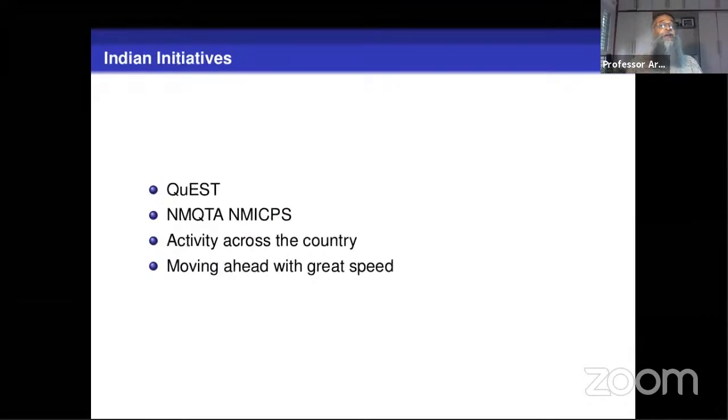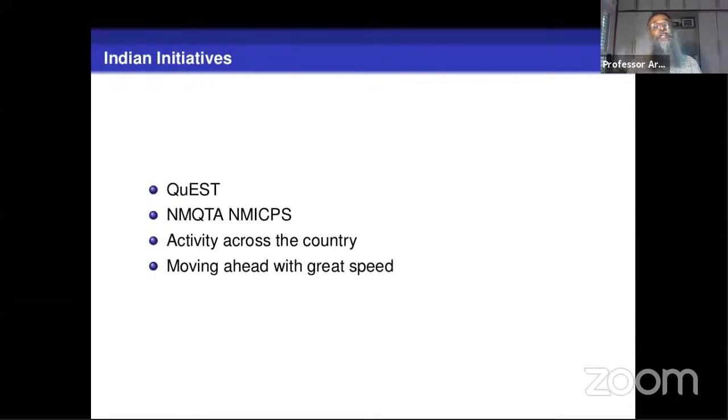In India, we have a lot of initiatives which are coming up. There is a Quest program, Quantum Enabled Science and Technology program, for which IISER Mohali is a hub, and we coordinate 23 projects from here in the area of quantum communication. National Mission on Quantum Technologies and Applications is coming up in a big way. It is several thousand crores which will be pushed into this area, where development of quantum computers will be taken up. And NMICPS, National Mission on Interdisciplinary Cyber-Physical Systems, also has a part which is quantum technologies.